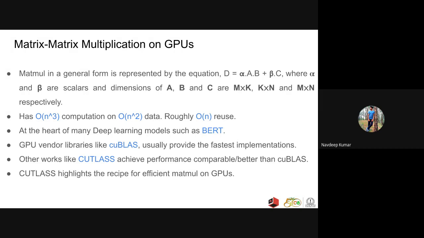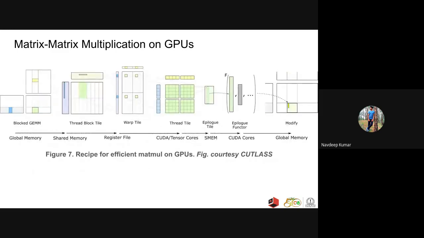The fastest implementations of matmul come from vendor libraries like cuBLAS. Other works like CUTLASS are coming up, and they also achieve performance comparable to cuBLAS and maybe even better in some cases, while providing different abstractions and different ways to program the tensor cores and write matrix multiplication code. CUTLASS also highlights the general recipe for efficient matrix multiplication on GPUs.